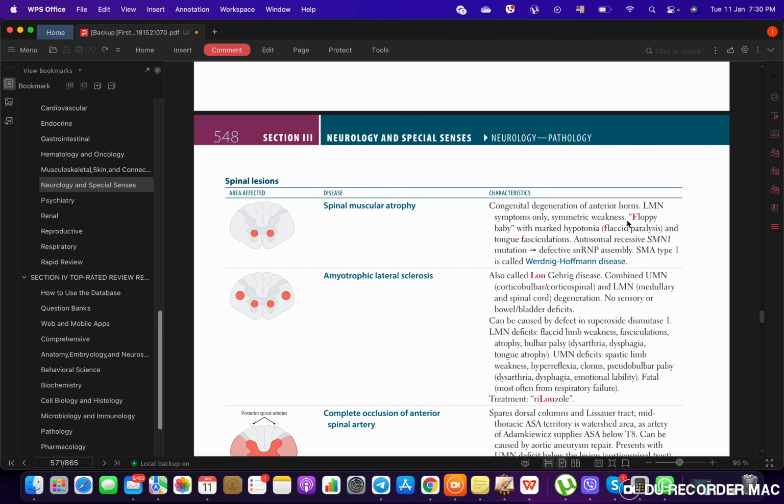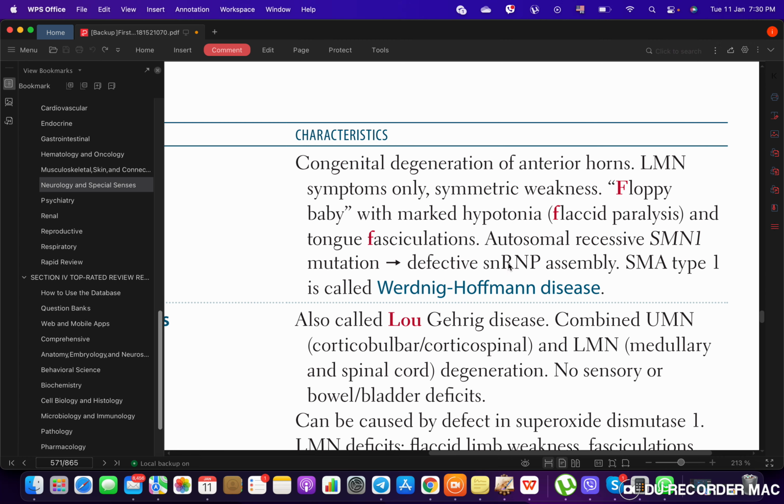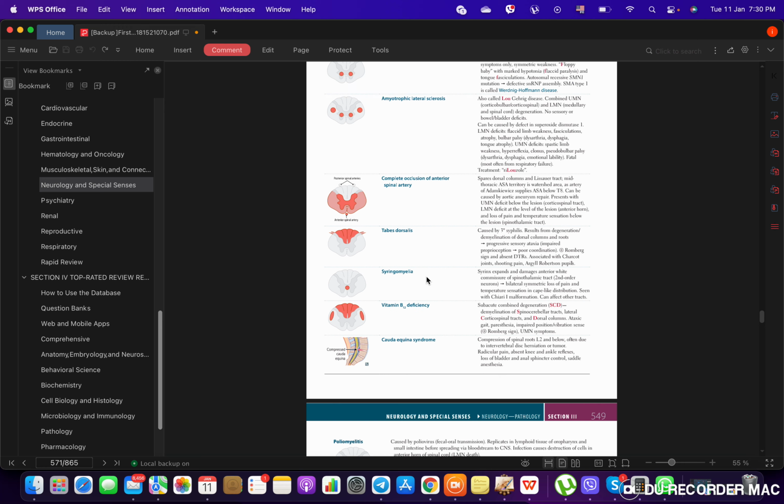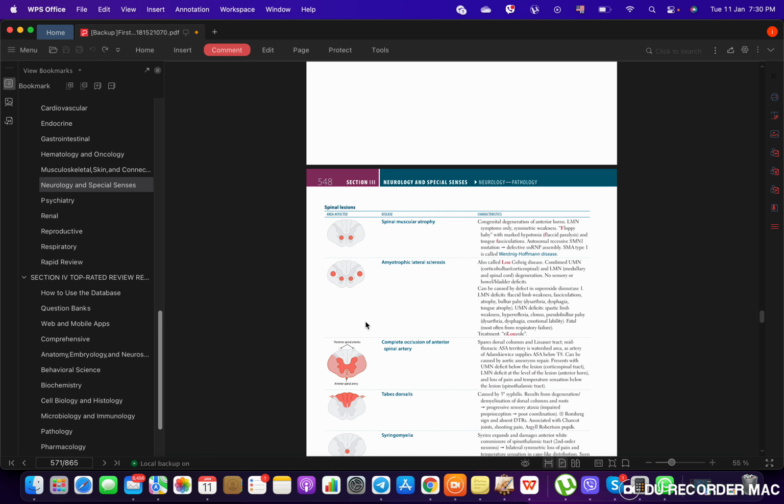So this is spinal muscular atrophy. As you can see, it's a defect in the nerve assembly. Okay, done. Nice. Okay, so now we can go back.